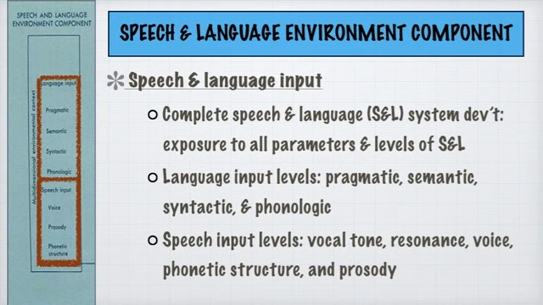So for the input, the information processed for language input is pragmatic, semantic, syntactic and phonologic. Pragmatic is language use; semantic is the meaning of words and sentences; syntactic is how words are organized into a sentence that can be understood by all; phonologic is the arrangement of different sounds to create words, to create meaning.